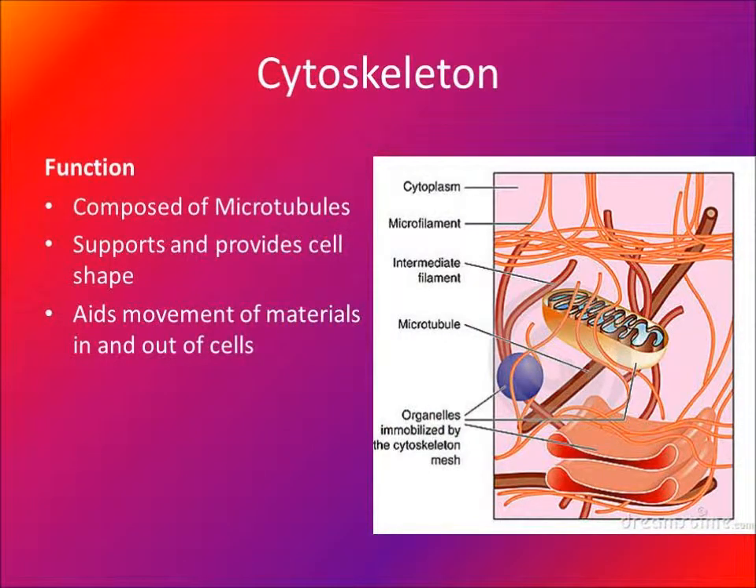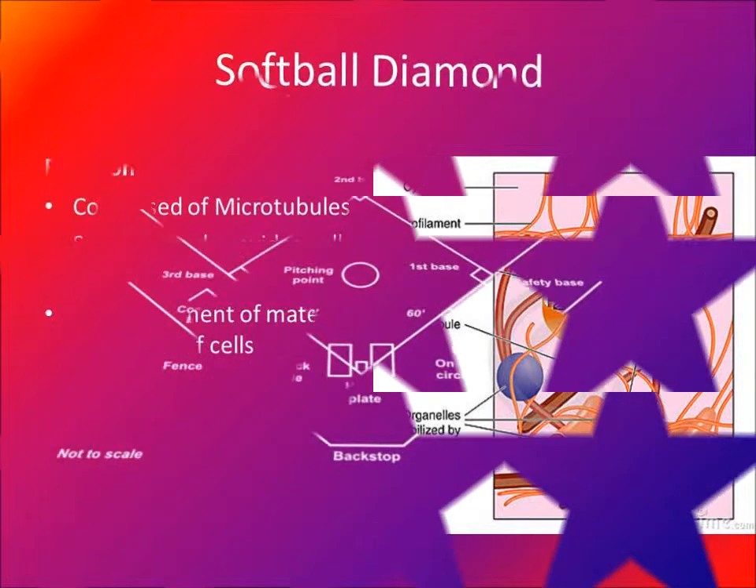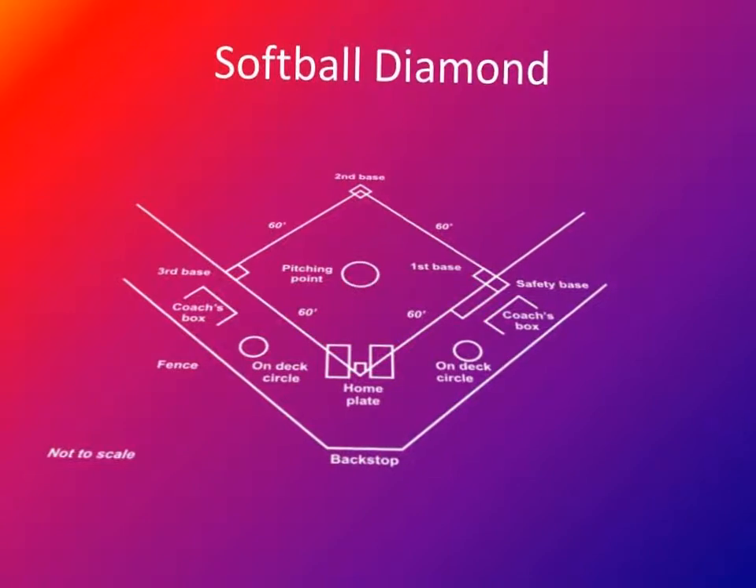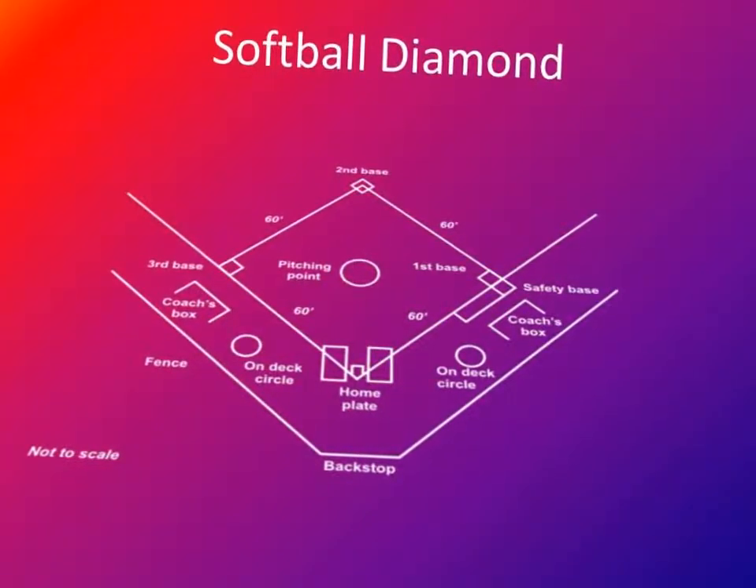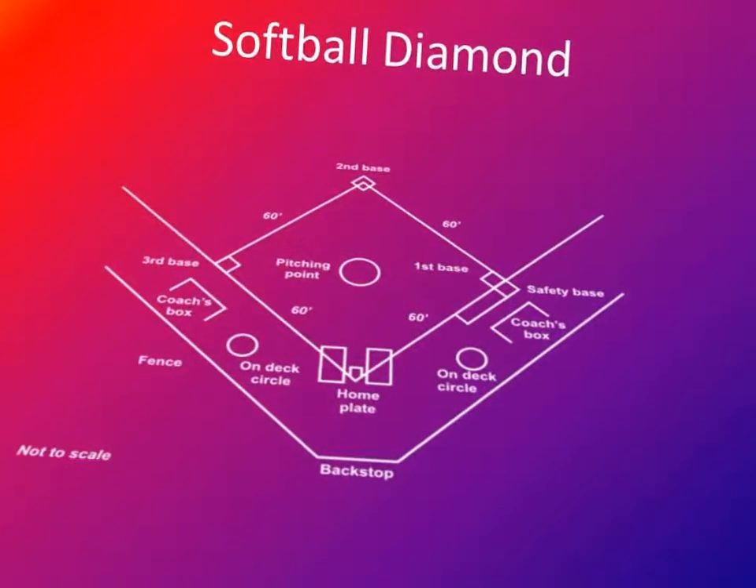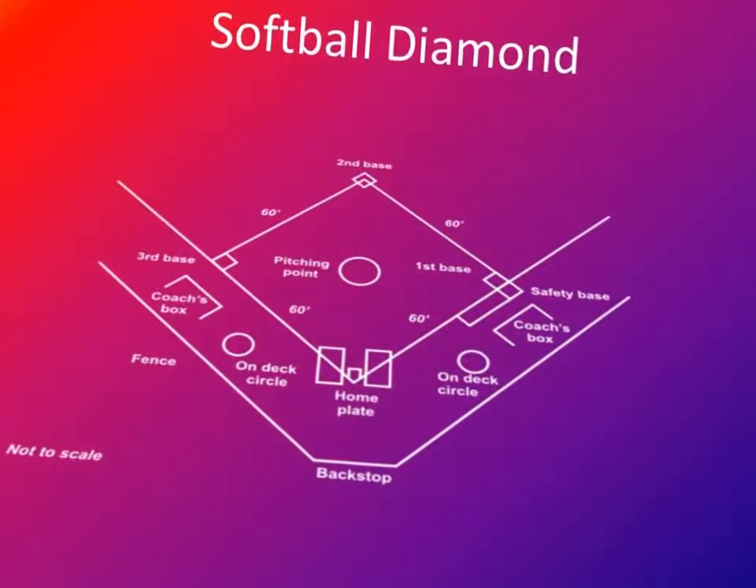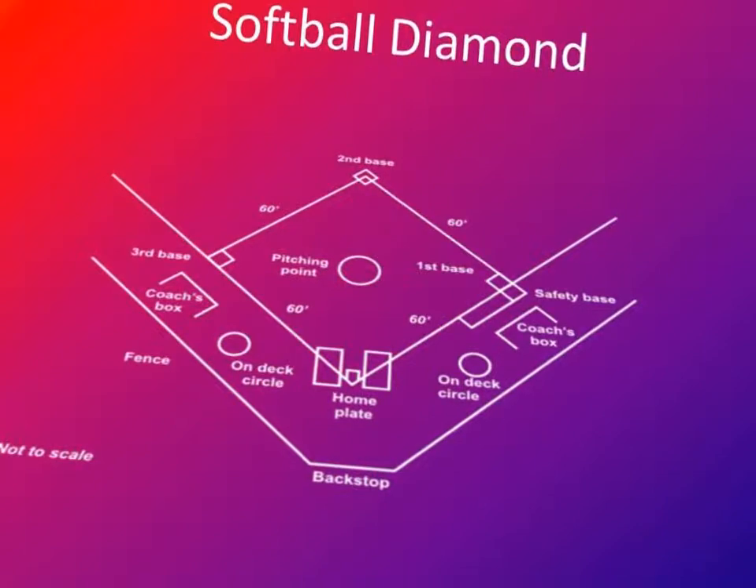The cytoskeleton. The cytoskeleton, composed of microtubules, supports and provides cell shape. It also aids movement of materials in and out of the cell. We compared the cytoskeleton to a softball diamond. The diamond is the dimensions of the field. It provides lines to show the territory, fair and foul.